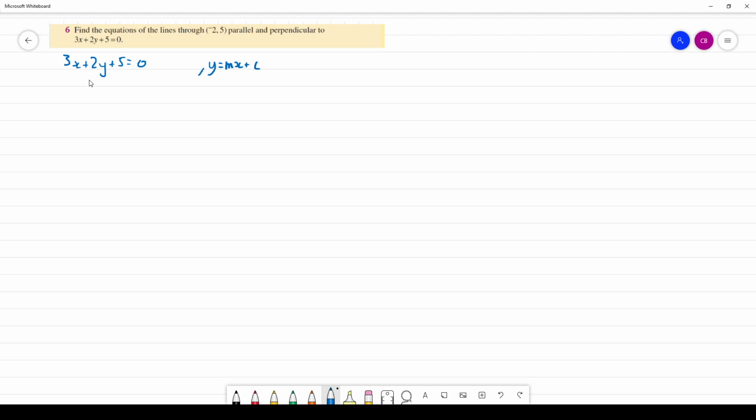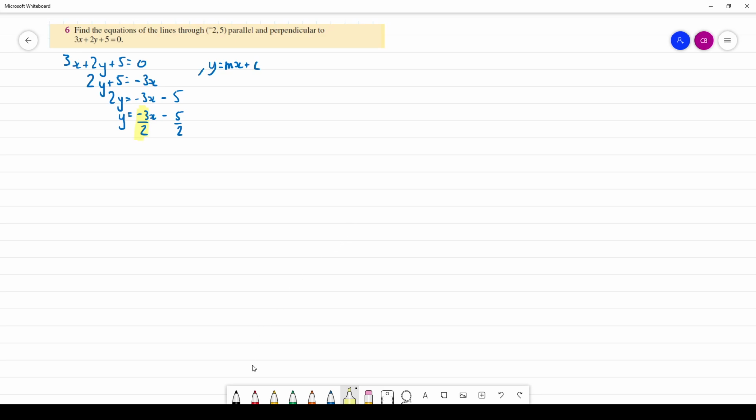I'll get rid of the 3x first. So 2y + 5 = -3x. Next up, I'll get rid of that plus 5. So 2y = -3x - 5. Finally, I'll divide by 2. That way I've just got y = -3x/2 - 5/2. Now, what we've been waiting for, that is our gradient.